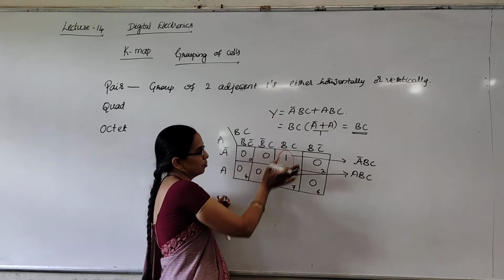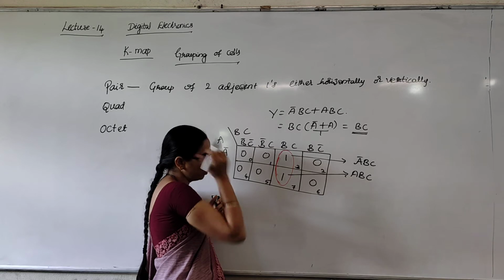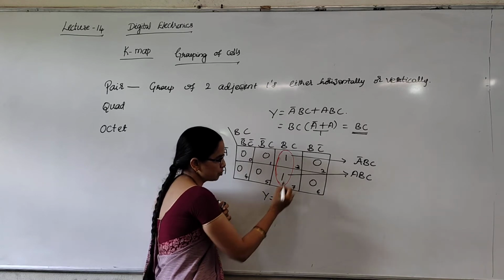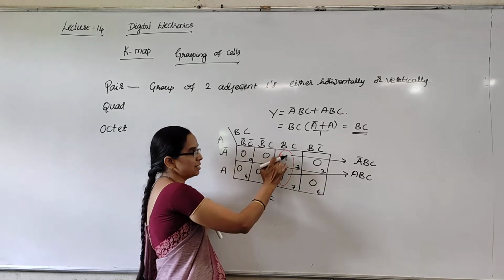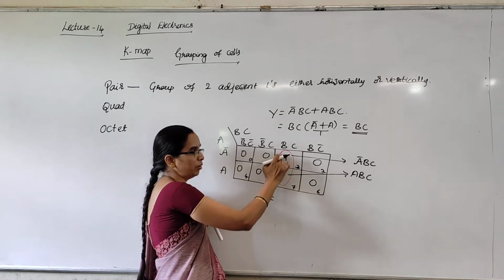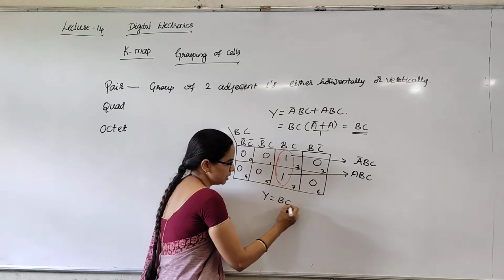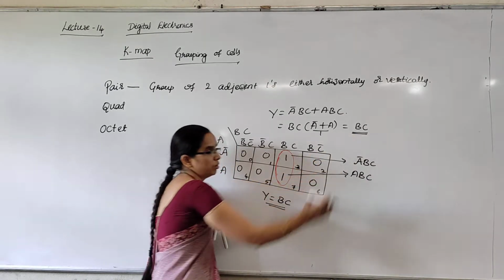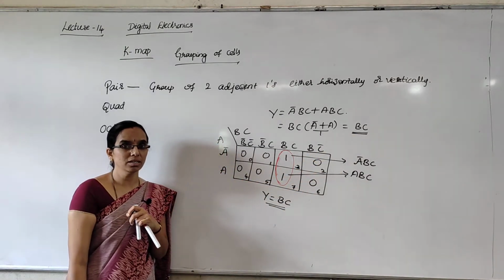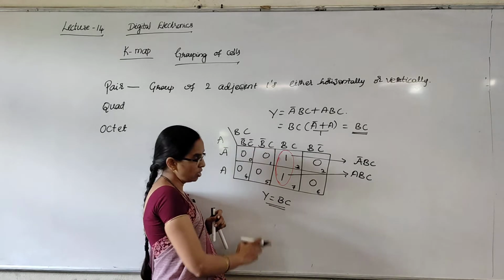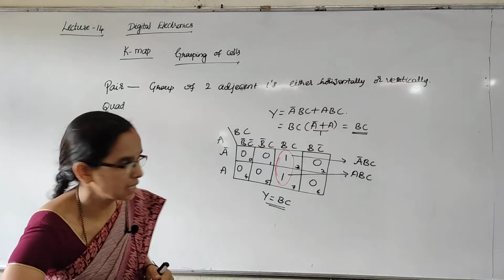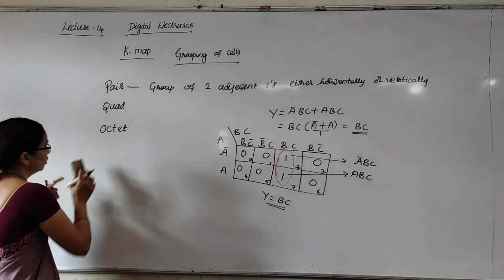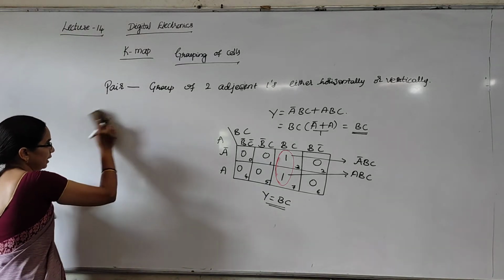For these two ones grouped, the simplified expression will be: A is changing, so I will leave that. BC is constant. BC is common between these two ones. So, BC I will write. This is our simplified expression. Both are same. This is using Boolean laws and this is using K-map. We will do some other examples. We will discuss octet and quad later.